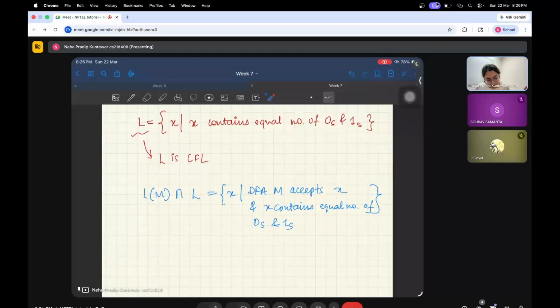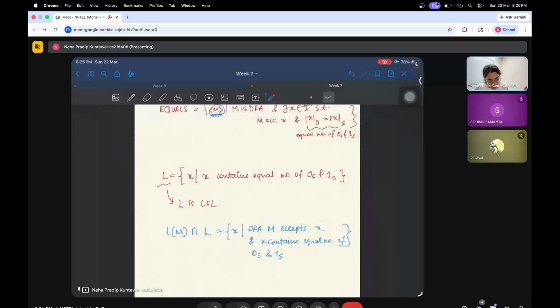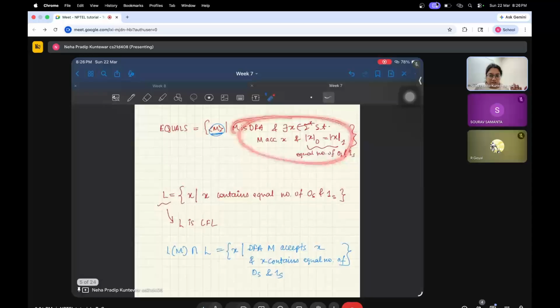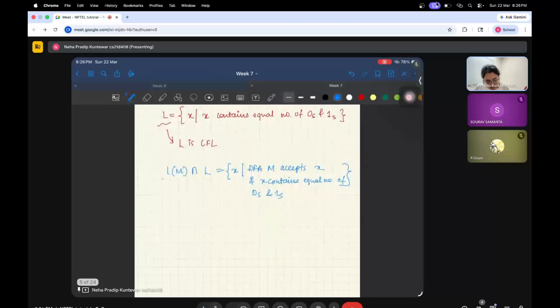Okay, so this condition is exactly what we had over here, right? So M is a DFA such that there is a string which M accepts and it contains an equal number of zeros and ones. Yes. And so what do we know about this language? We know that L is a CFL. We know that L of M is a regular language because M is a DFA. What do we know about the intersection of a regular language and a CFL? That would always be safe.